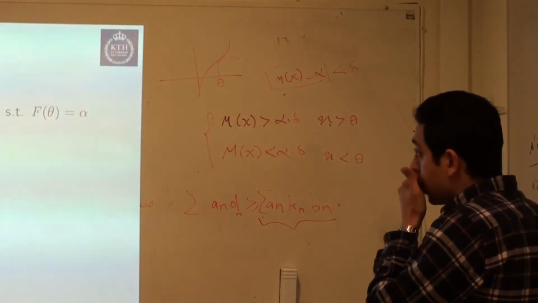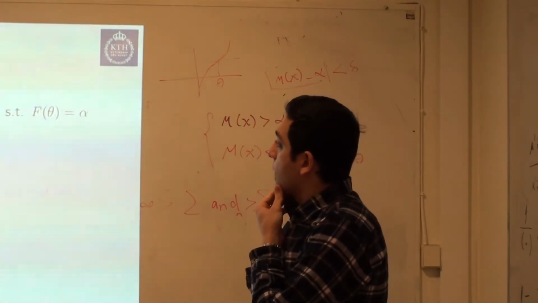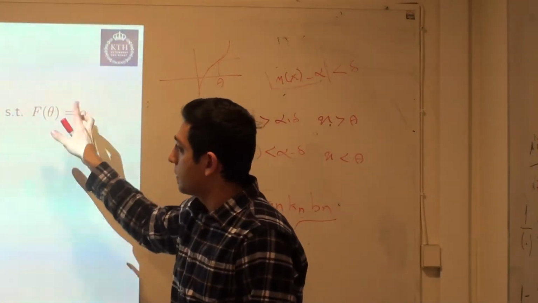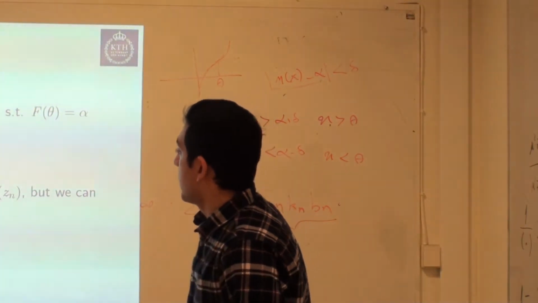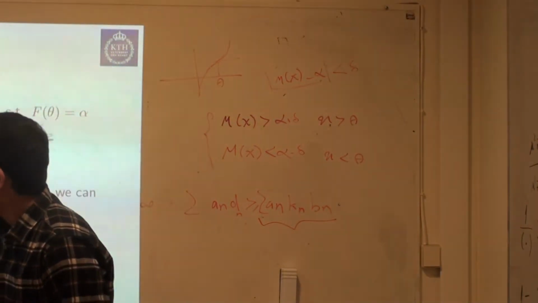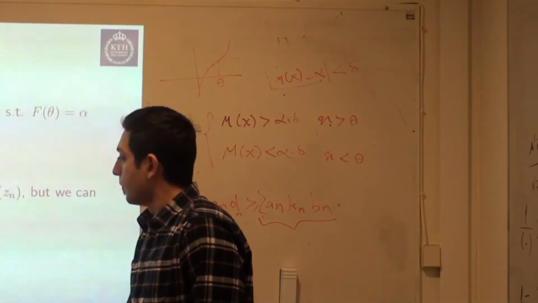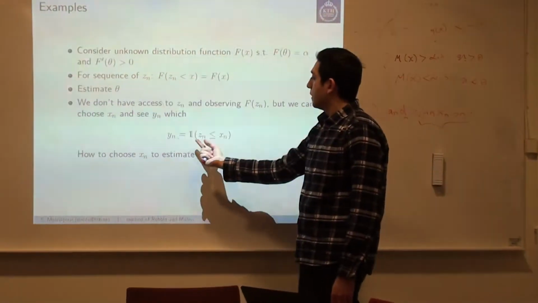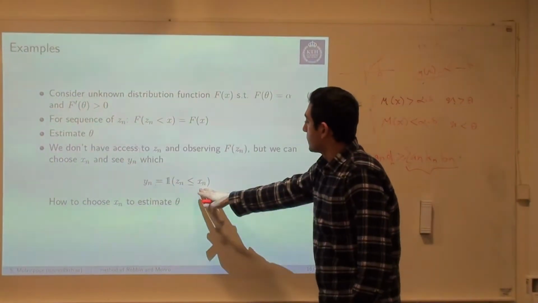So now let's come back to the problem that I introduced in the beginning. Let's say now my function is, as I said, a distribution function fx, and I want to find a theta such that f of theta is alpha. And as we said again, we only have access to the value xn, and we can observe yn, which is this indicator function: if zn is smaller than xn, then it is 1, and otherwise it is 0. So we can only do the experiments over xn.